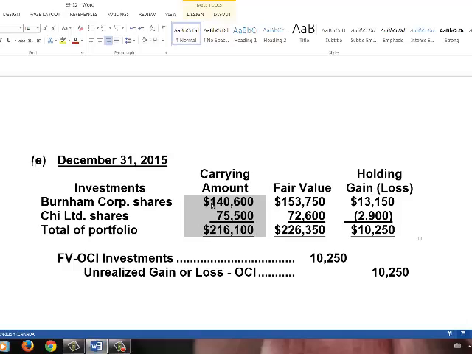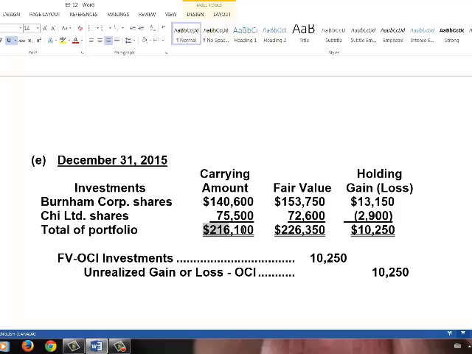How do I know that? Well, because there's been no activity in the shares. I didn't buy any more or sell any more. So because I didn't, those are the same values at the end that I had at the end of 2014. That's the carrying amount on my books at the end of 2015. However, the fair values are not the same. The question tells you that the fair value of the Burnham shares is $153,750 and the fair value of the Chai shares at the end of 2015 is $72,600.